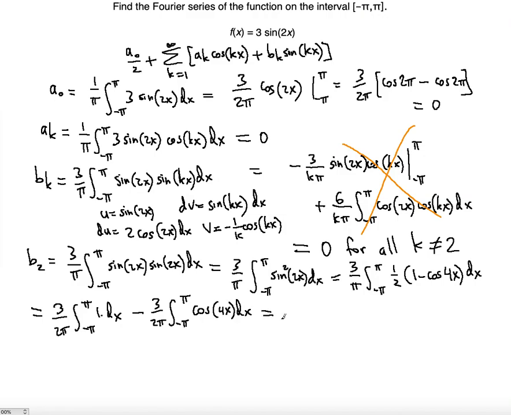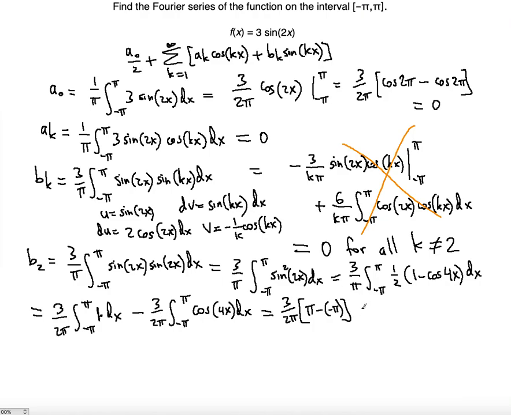Right, so that's going to give us what? Let me see. So this is going to give us pi minus negative pi, since that's just 1, right? Pi minus negative pi is going to be pi plus pi, which is 2 pi. 2 pi over 2 pi is going to be 1, right? So I'm going to show you. So this is going to be pi minus negative pi, right? Using the fundamental theorem of calculus.